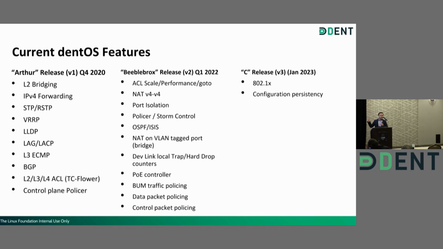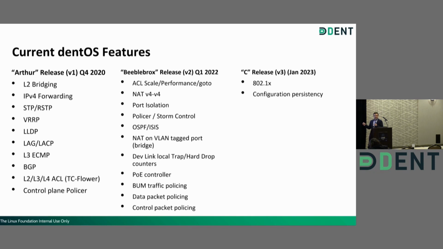Devlink is a great new interface in the kernel that provides the ability to control the switch as an object. So Devlink, local traps and hard drops. This is a really great feature which allows you to see the hardware counters and how hardware is trapping or dropping, how many packets have been trapped and dropped, and because of which reason. Also the PoE controller that Steve was mentioning, which was provided by Delta. The boom traffic policing, the data plane traffic policing, the control plane traffic policing. This was part of the V2 release.